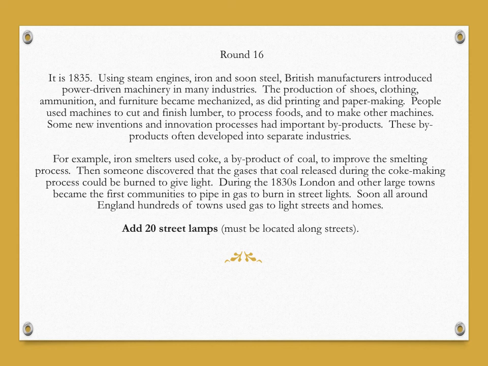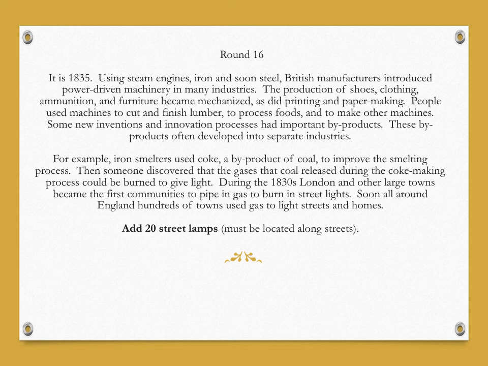For example, iron smelters used coke, a byproduct of coal, to improve the smelting process. Then someone discovered that the gases that coal released during the coke making process could be burned to give light. So during the 1830s in London and other large towns, they became the first communities to pipe in gas to burn streetlights, gas lamps. Soon, all around England, hundreds of towns used gas to light streets and homes. So they replaced fire, burning coal or wood for light, with gas. And this is when we start to light up the night, right?